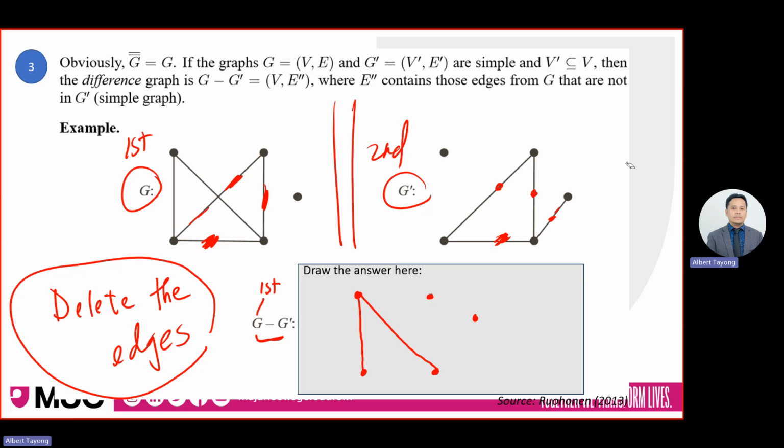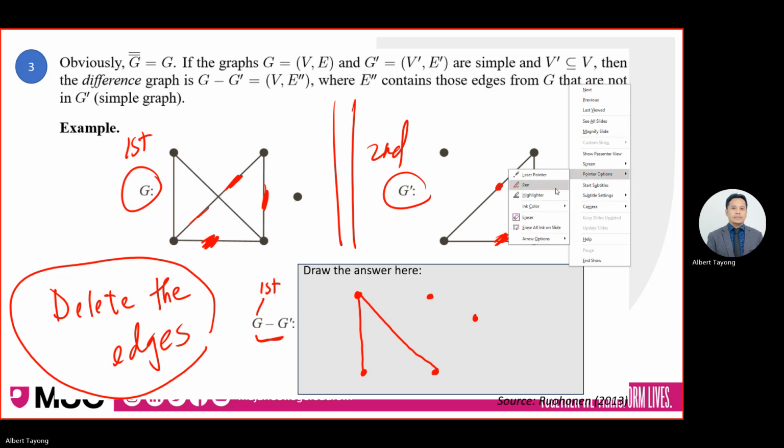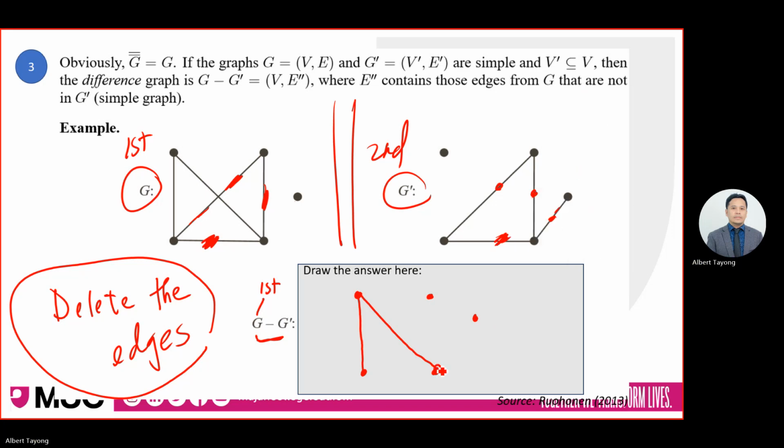So this is the answer. Right? Only 2 edges remaining because actually 4 edges are to be deleted. 1 is deleted already. So we deleted this line, and this line. So this is our answer.